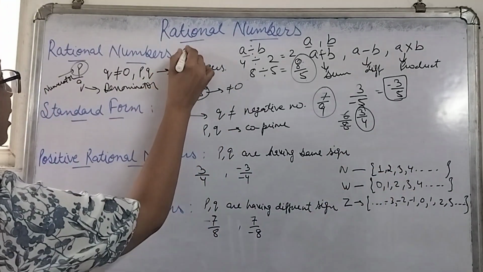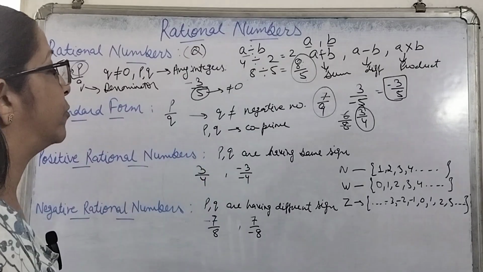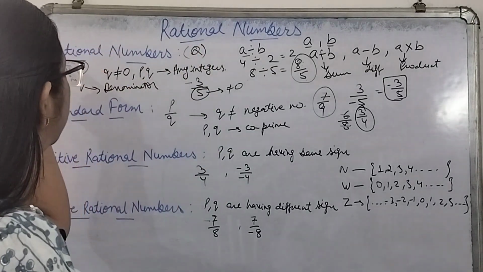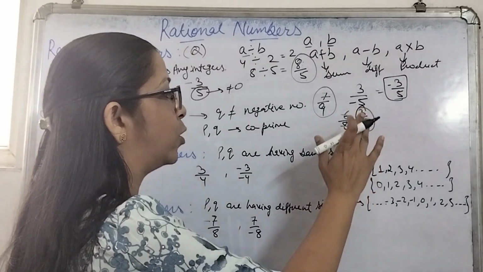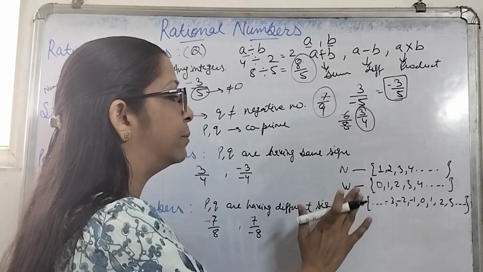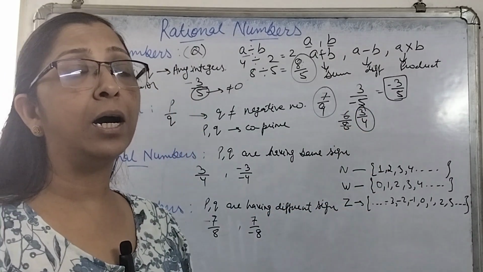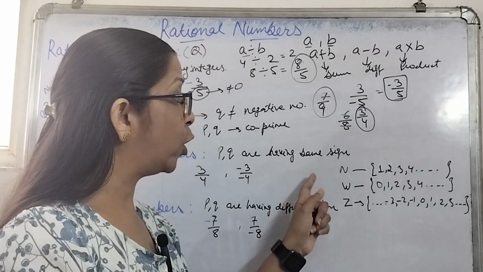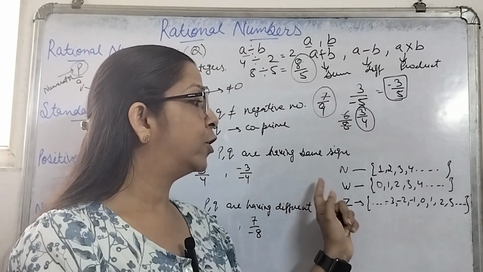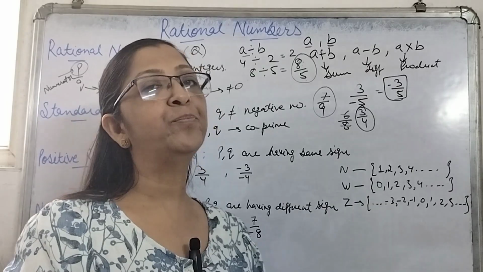Rational number is denoted by capital Q. Because of the word quotient, we are representing rational number by capital Q. That simply means all the natural numbers, all the whole numbers, all the integers are rational numbers, but all the rational numbers are not natural numbers, not whole numbers, and not integers.